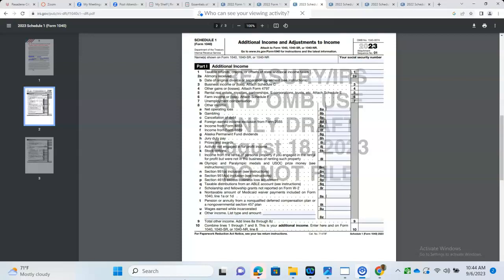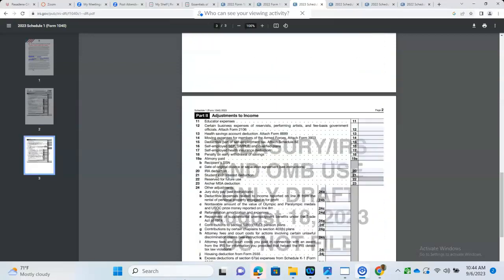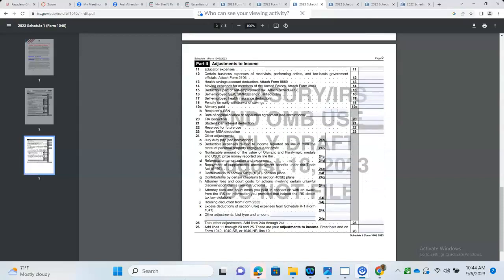If it is itemized, that is an income. So be careful on that. And you see there are some other lines that you can go over from top to bottom. That's Part 1, additional income. Part 2 is adjustment to income. So there are a few things that you might adjust to income.